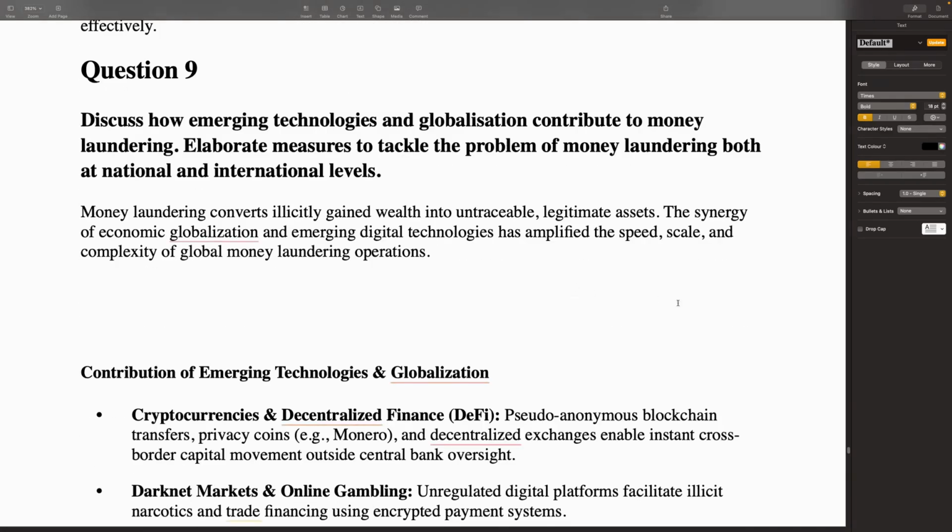Question 9. Discuss how emerging technologies and globalization contribute to money laundering. Elaborate measures to tackle the problem of money laundering both at national and international levels. Money laundering converts illicitly gained wealth into untraceable legitimate assets. The synergy of economic globalization and emerging digital technologies has amplified the speed, scale, and complexity of global money laundering operations.